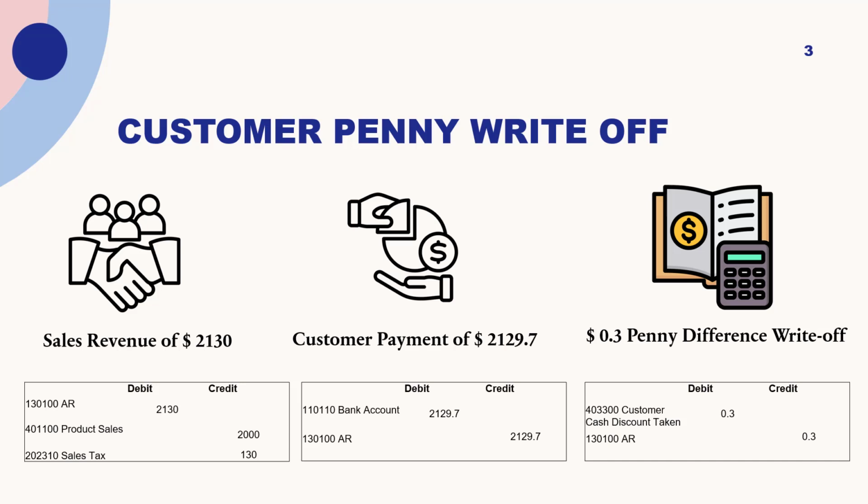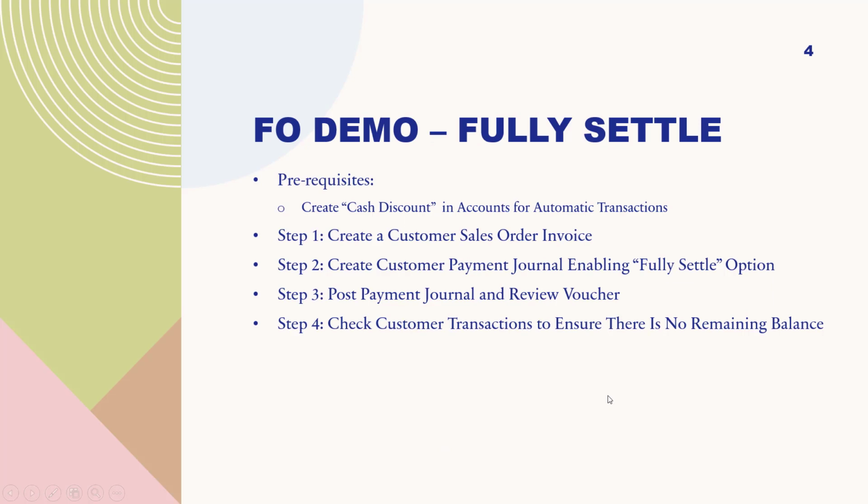And that way that cleans up the AR balance, and that means the customer no longer has an outstanding balance. So very easy and straightforward. But with that, in F&O, how does that look? So let's say first we need to have some prerequisites configuration done in F&O. Basically, we're going to use that automatic posting feature and need to define a cash discount GL account number. And then from there, I'm going to show you a customer sales order invoice. And then from that invoice, we're going to create a payment journal and enable that fully settled option.